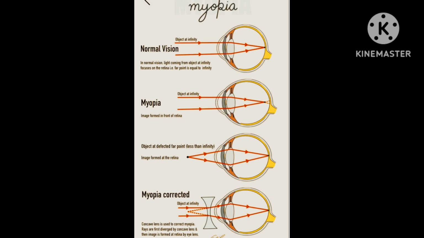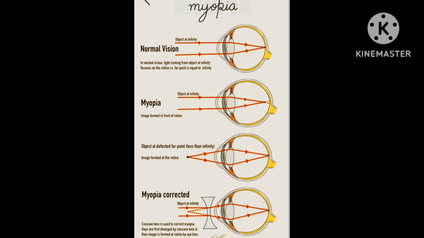Now we can see the defects of the eye. Some persons can see objects close to them clearly but cannot see distant objects so clearly. This is called myopia or short sight. They can see things nearby clearly, but cannot see distant objects clearly. That is called myopia, or we call it short sight. This is corrected by using a concave lens.